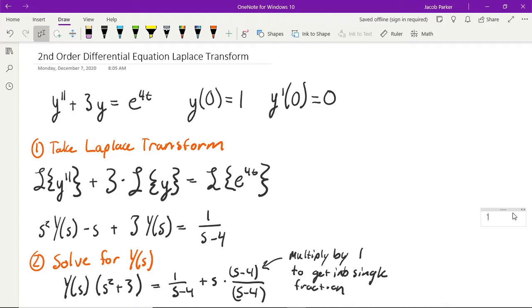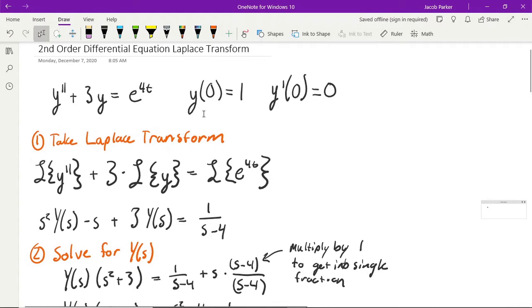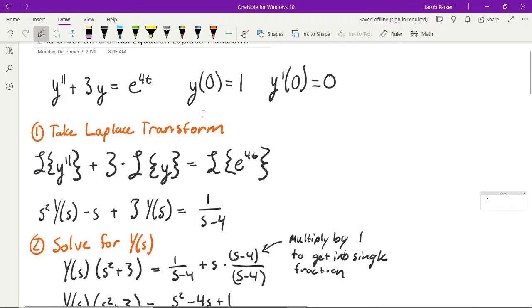Hello, my name is Jacob Parker, and today I'm going to be showing you how to solve this second order differential equation using Laplace transform. So we have this equation here, y double prime plus 3y is equal to e to the 4t with the initial conditions of y of 0 is equal to 1 and y prime of 0 is equal to 0.